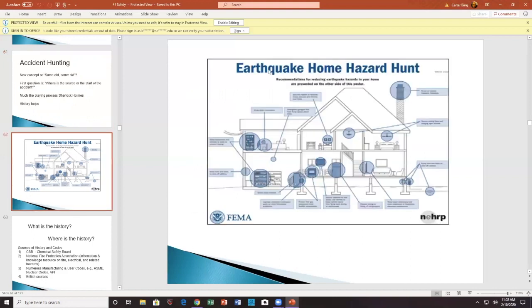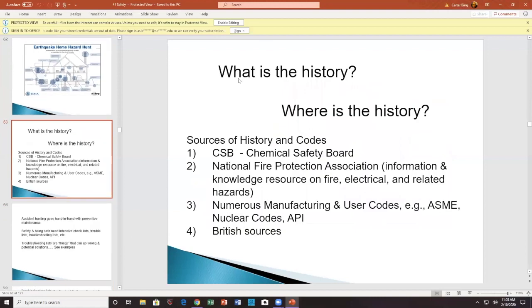So we have earthquake hazard, home hazard hunt. Do you have a hazard hunt for your processes? What processes have been visually identified? Have your people become aware of it? Do you include this in weekly or monthly safety meetings? Okay. What is the history and where is the history?